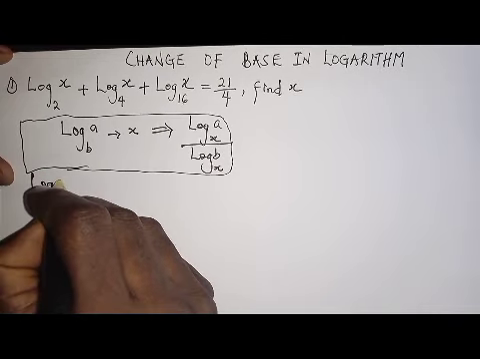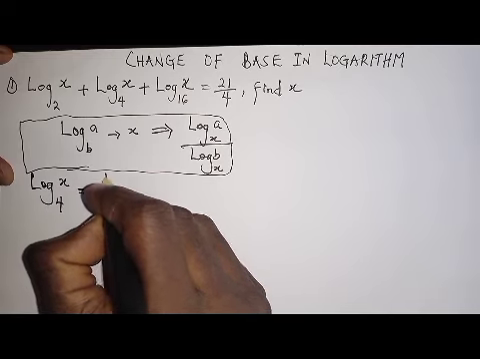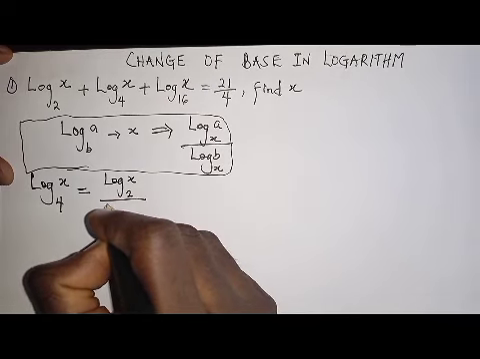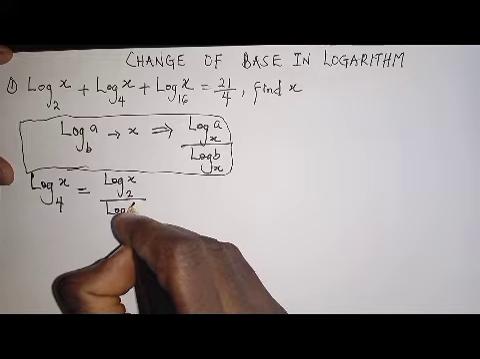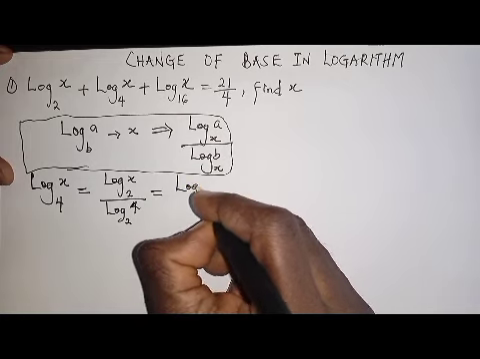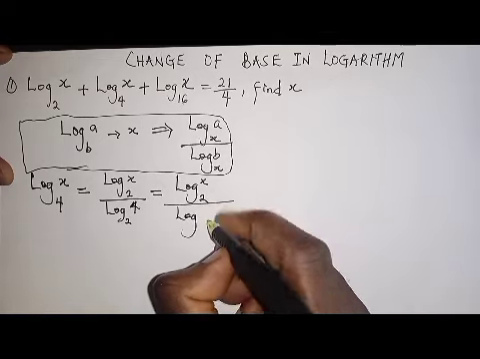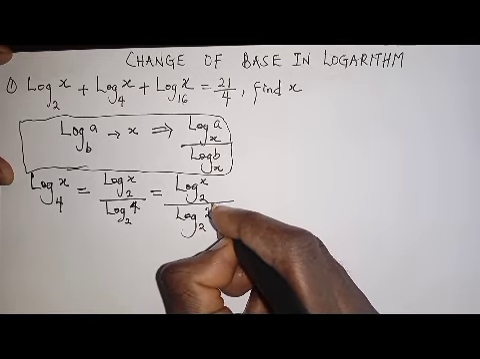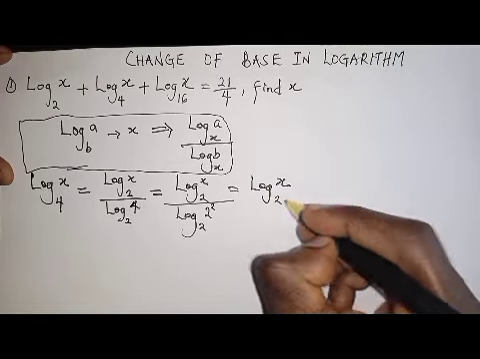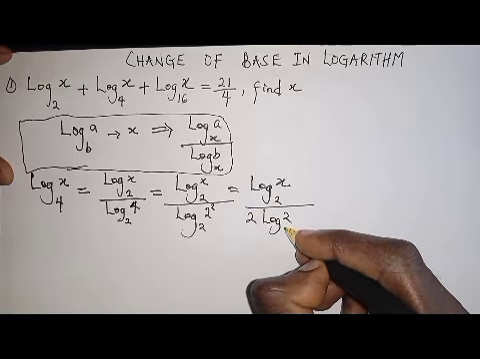Now log X in base 4 to base 2 is going to simply give me log X in base 2 divided by log 4 in base 2. Now I'm going to simplify this further. Log X in base 2 over log of 2 raised to power 2, and this is also log X in base 2 over 2 log 2 in base 2.